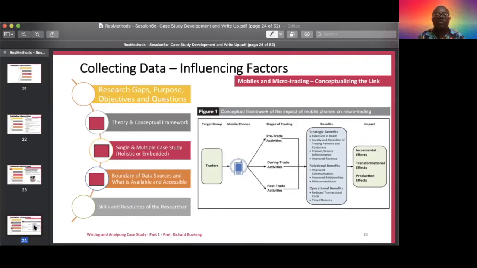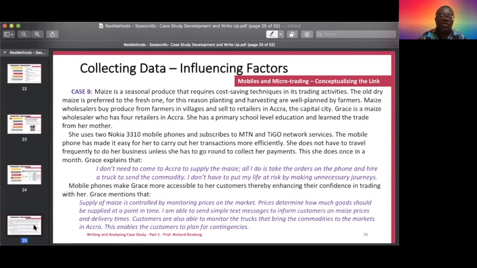Now, if I want to do a multiple case, that means I'm going to end up comparing the findings to get more valid or reliable evidence for the particular questions I'm trying to answer. So let's look at example one. This is case B. Case B here is about Hajia, who is a maize seller, and this is also about mobiles and micro trading. The first part tells you the context. The one is called Grace, not Hajia, sorry. Hajia is another one, from a similar study we did in Nigeria.